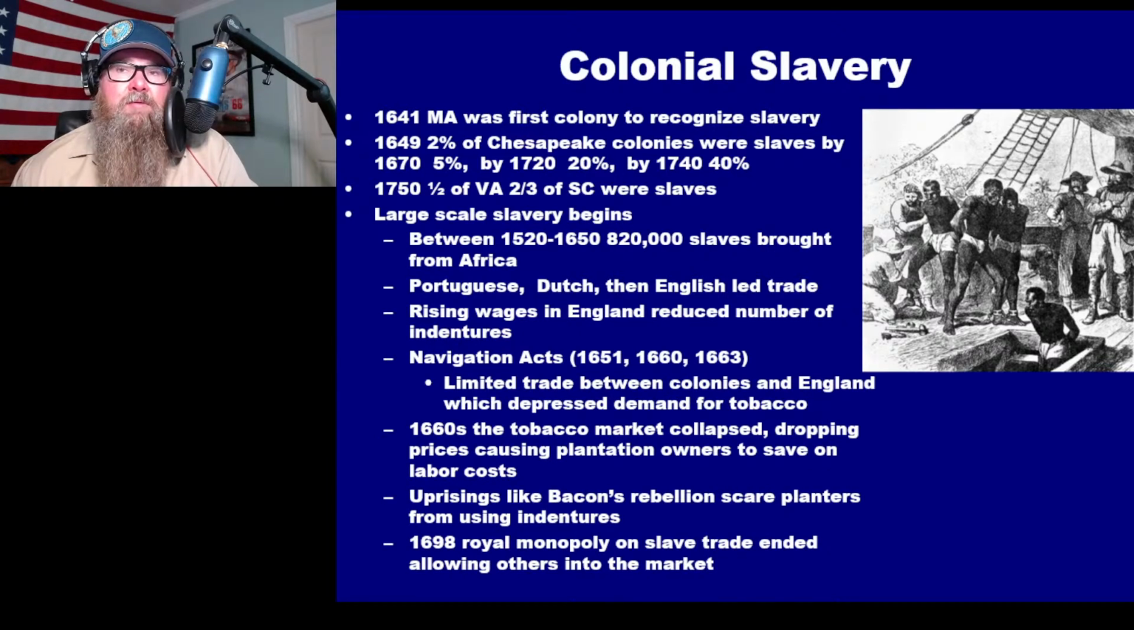The big one here is 1698. Remember we talked about the slave trade kind of ramping up around 1700. That's because the royal monopoly on the slave trade ended in 1698, right? And because of Bacon's Rebellion, all of these things, you're going to have large-scale slavery starting in the early 1700s, all right? And that's about it. All this is just about the rise in the number of slaves in the colonies, all right?